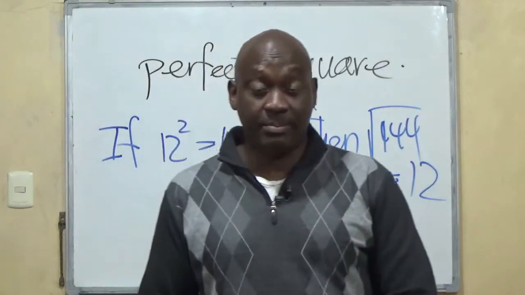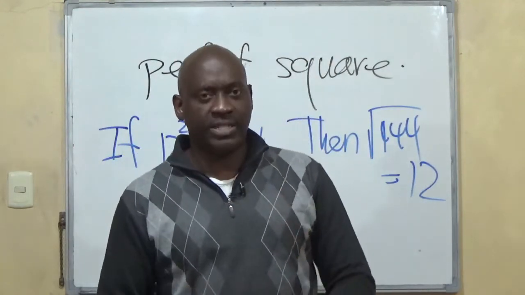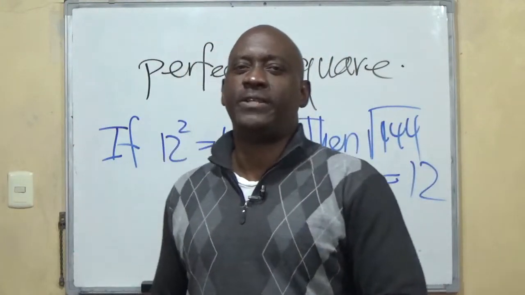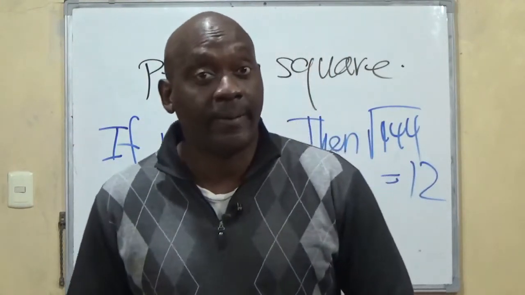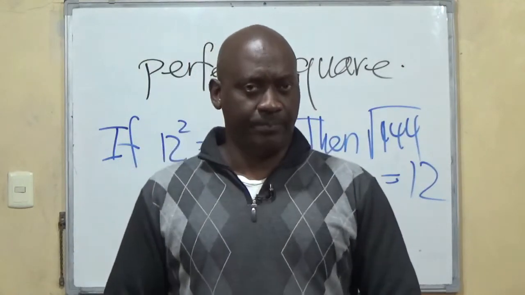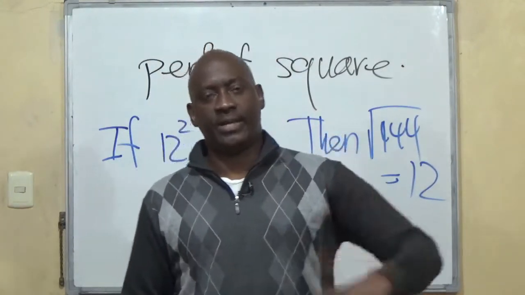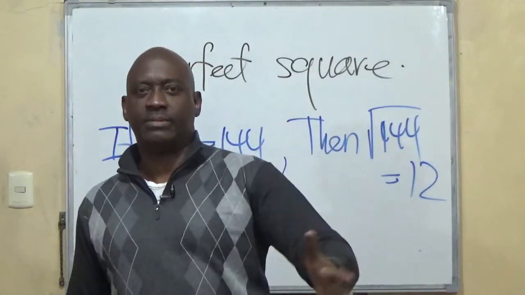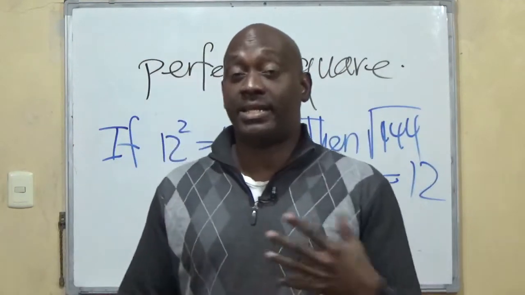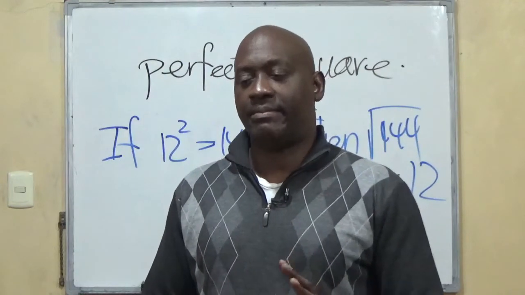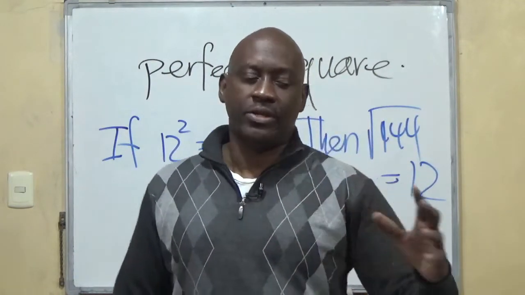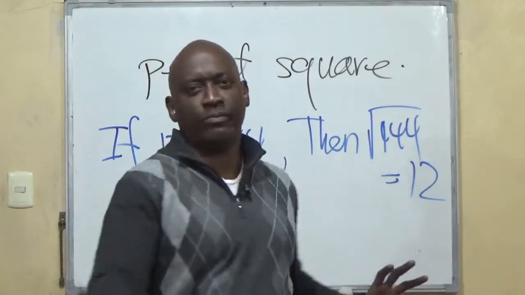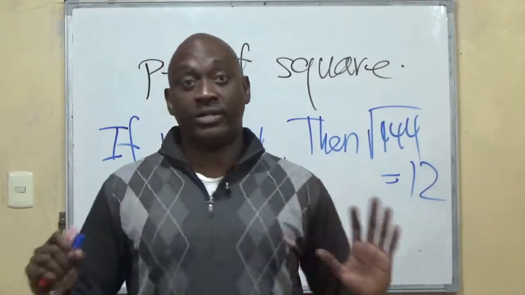1 is a perfect square, 1 by 1. 4 is a perfect square, 2 by 2. 9 is a perfect square, 3 by 3. 16 is a perfect square, 4 by 4. 25 is a perfect square, 5 by 5. 36 is a perfect square, 6 by 6. 49 is a perfect square, 7 by 7, etc., etc., etc. So you know all your squares and square roots, right? From 1 to 12.